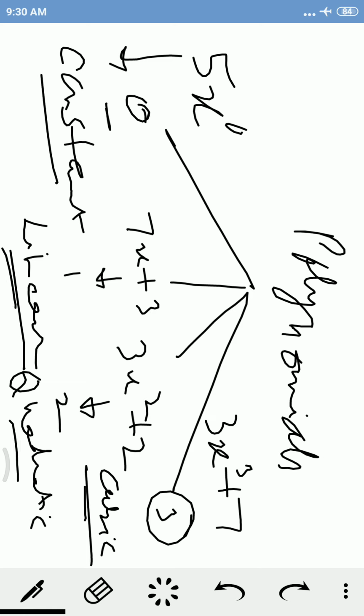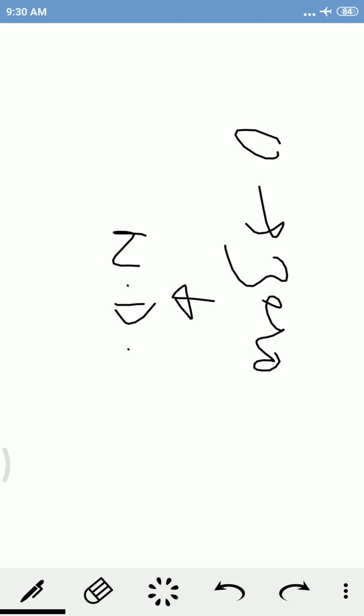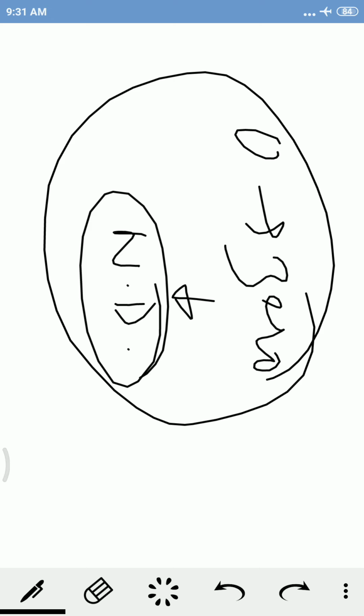There is one more, 0. Now 0 is also a polynomial, but it is not a constant polynomial. 0 is a zero polynomial and its degree is not defined. I hope you have understood the different types of polynomials on the basis of their degrees.